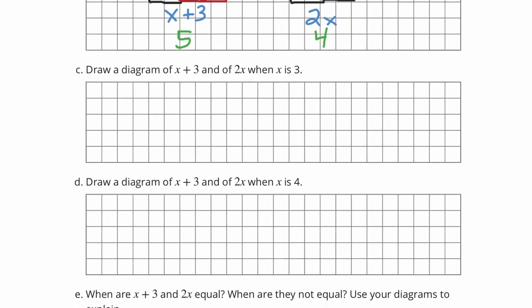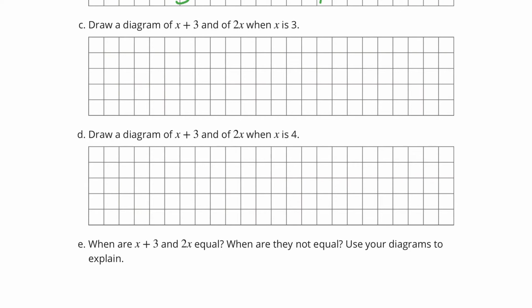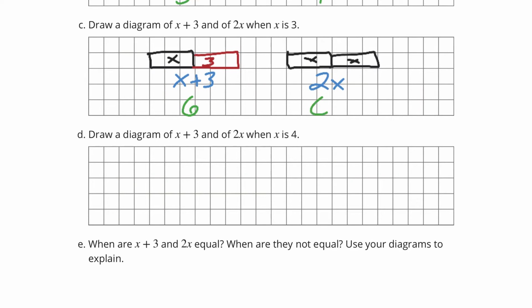And if we keep going now, draw a diagram of x plus 3 and of 2x when x is 3. All right, well, each x now has a value of 3, so we're going to go 3 out. And here's x. And then our 3 is still constantly just 3. And so this time, x plus 3 has a value of 6. And for our 2x, 1x has a value of 3. Another x has a value of 3. And so 2x this time has a value of 6. They seem to be equal there.